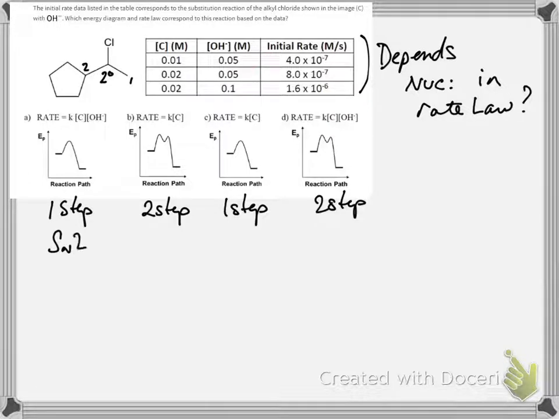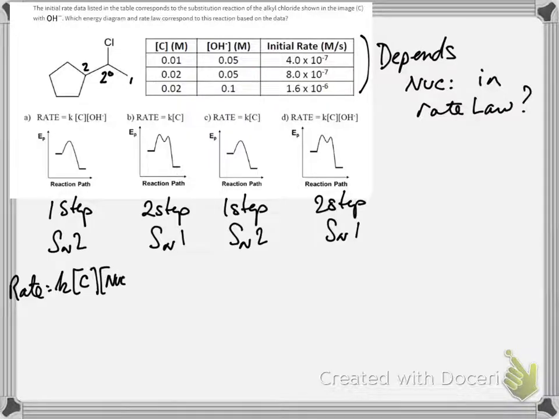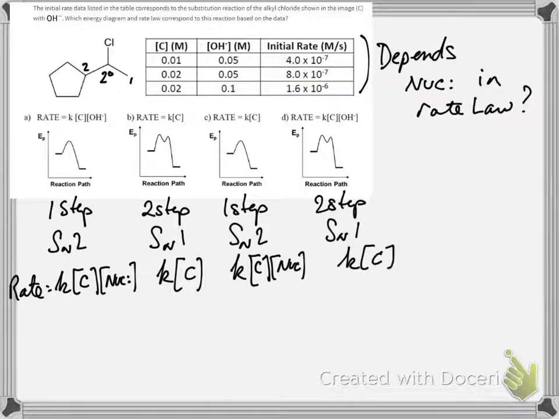Okay, if it's 1 step, then we know it's SN2. If it's 2 steps, we know it's SN1. Now we look at the rate laws that would be generated if that was the case. So SN2 is going to have a bimolecular rate law, both the C and the nucleophile are in the rate law. In SN1 it's just C. SN2 it's C and the nucleophile. And in SN1 it's just C.